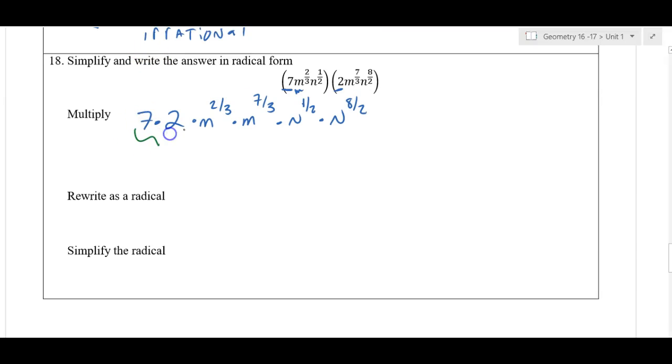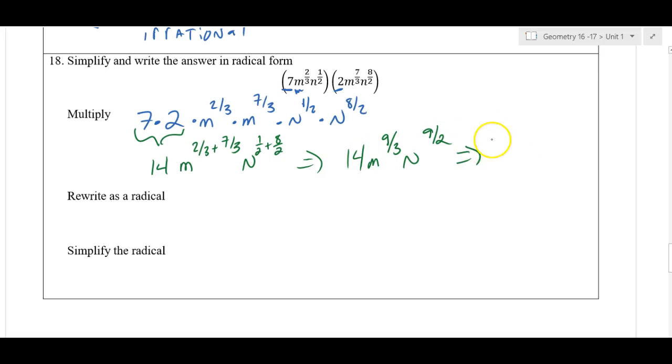I'm going to do 7 times 2 first and get 14. Now when I'm multiplying like bases, that means I'm adding my exponents. So it's 2/3 plus 7/3, and then n to the 1/2 plus 8/2. So 14 is not going to change. When we add fractions, our denominators should be the same. They are in this case, so I add my numerators. 2 plus 7 is 9/3, and I do the same with n: 8 plus 1 is 9/2. Simplify if we can.